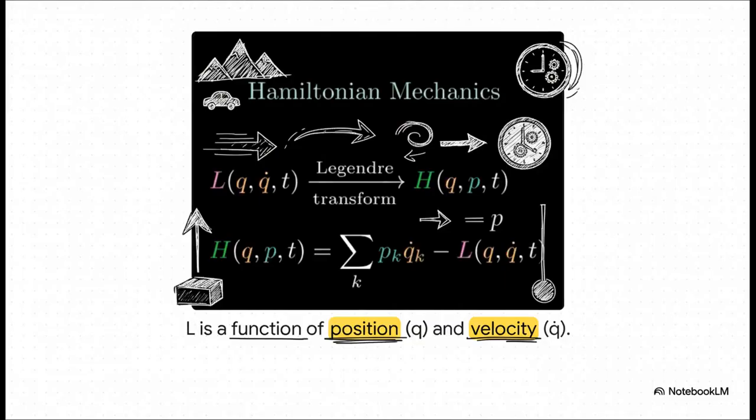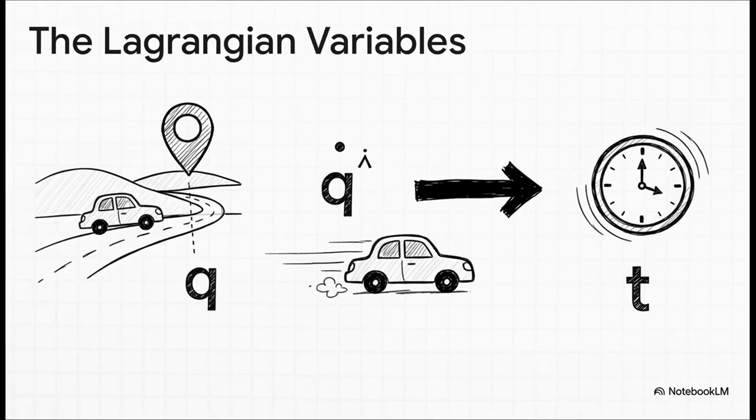Now, if you look at how we write this out, you'll see that the Lagrangian, this L, is what we call a function of three things: q, q dot, and t. But what on earth do those letters actually mean? Let's break it down. Okay, it's actually pretty straightforward. q is just a stand-in for position. It answers the simple question, where is it?